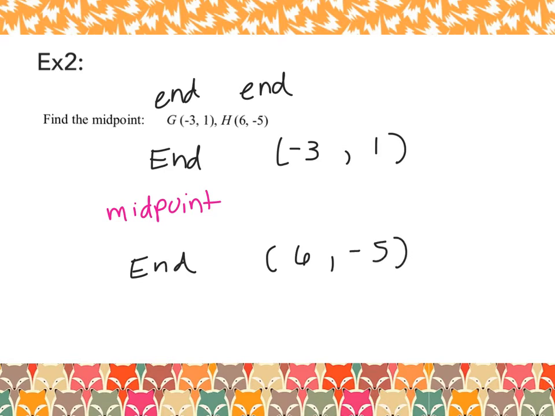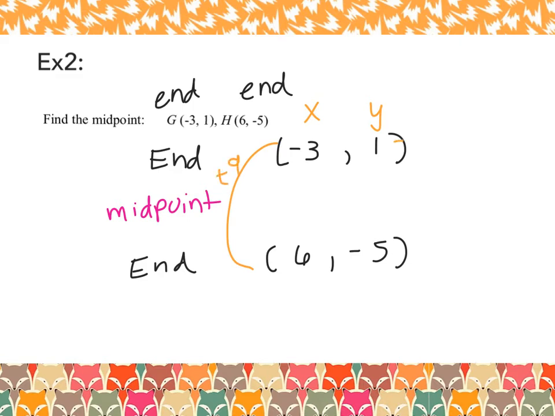All right, so let's look at, just like we did before, our change in X and our change in Y. Let's look at that from our endpoints. So from -3 to 6, we're increasing, so that's a positive change, and we're increasing by 9.